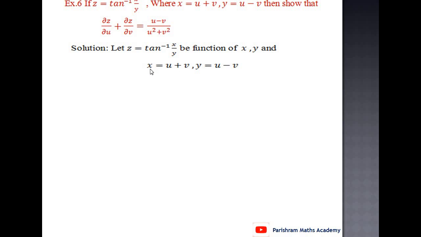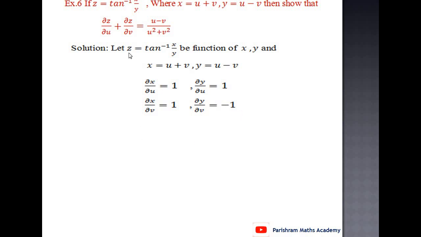First we can find the derivative of x with respect to u and v, and the derivative of y with respect to u and v. We get ∂x/∂u equal to 1, ∂x/∂v equal to also 1, ∂y/∂u equal to 1, and ∂y/∂v equal to minus 1.